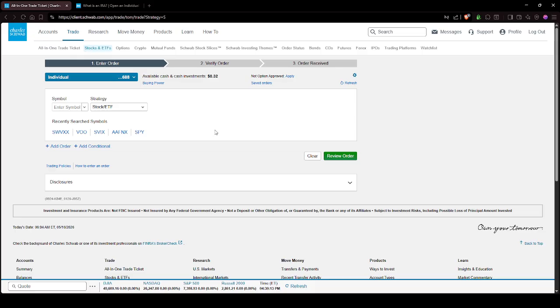Once your account is established, deposit funds into it. You can transfer money from your bank account, request a wire transfer, or roll over funds from another brokerage.